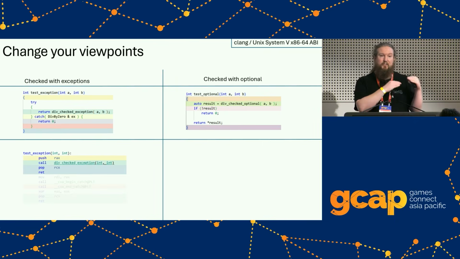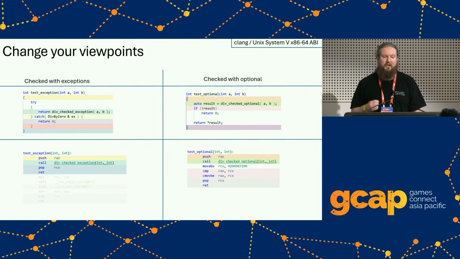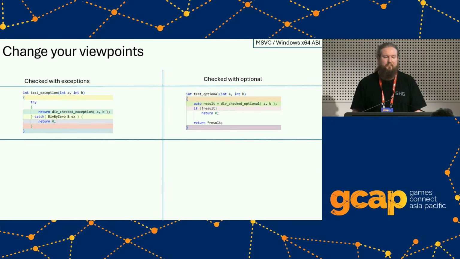It's just pushing and popping unused registers there just because it needs a little bit of stack space, and it's a direct call. We compare that to the optional. We've got a few more extra instructions there. So we can see that optional is starting to look like it's more expensive than exceptions, at least just looking at the assembly side of things.